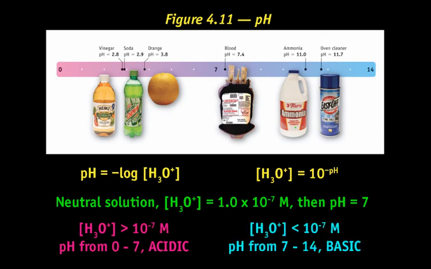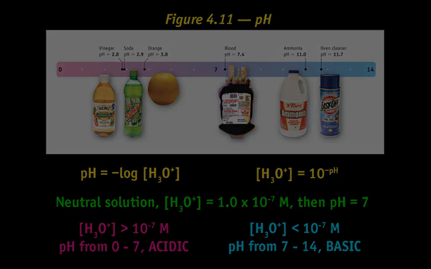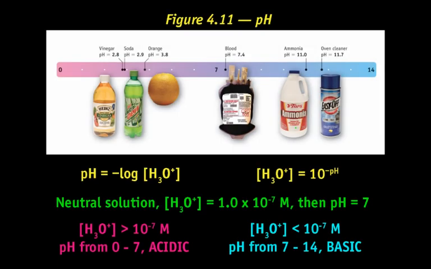Alternatively, if the hydronium ion concentration is less than 10 to the minus 7, the pH then ranges from 7 up to 14, and the solution is basic. Let's say the hydronium ion concentration is 10 to the minus 10. The log of 10 to the minus 10 is minus 10, and so the pH is plus 10, a basic solution. All right, let's do a few examples of these calculations, and then we'll give you some more to try on your own.